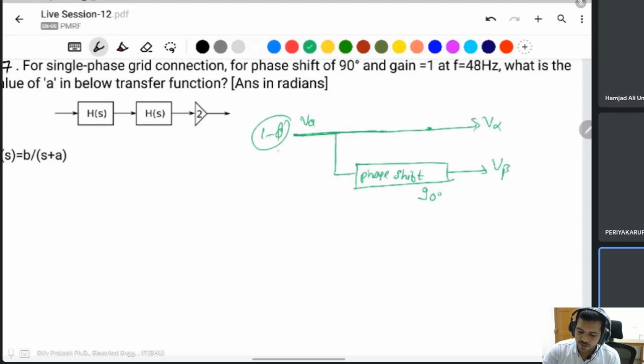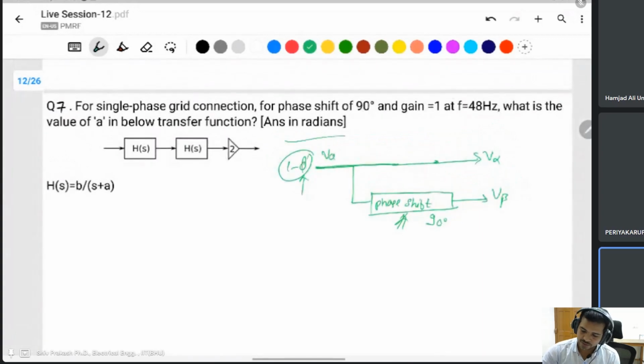In a single phase system, to convert to the DC equivalent, first we have to convert into the alpha beta system. After that we can convert into the DQ system. For alpha beta in a single phase system, we take the voltage VA as V alpha, but we use a phase shifter to shift the same signal by 90 degrees and take it as V beta. And this phase shifting is mentioned in this question. This is the 90 degree phase shifter.